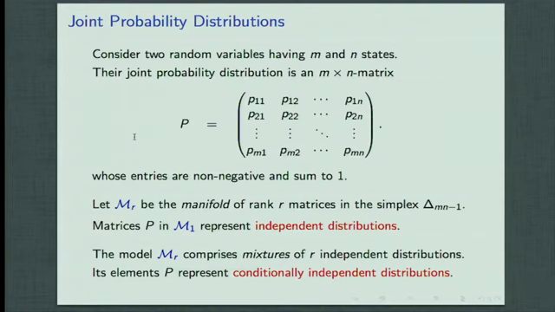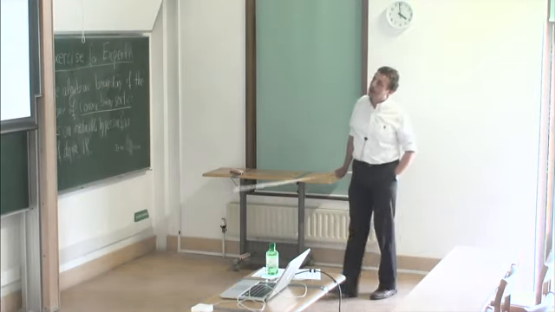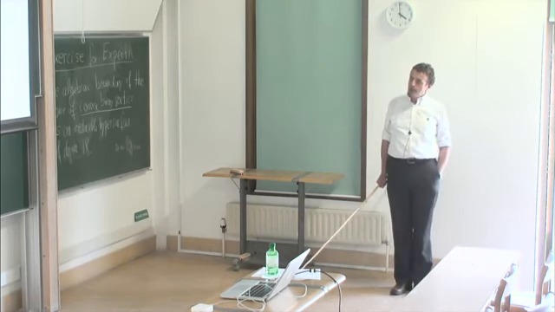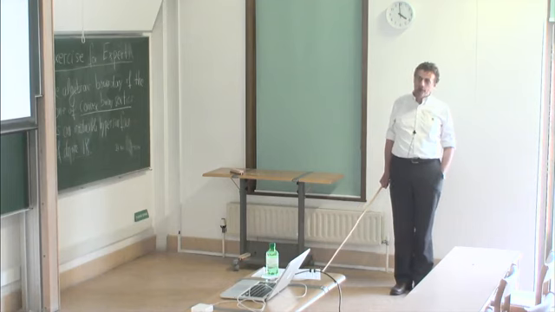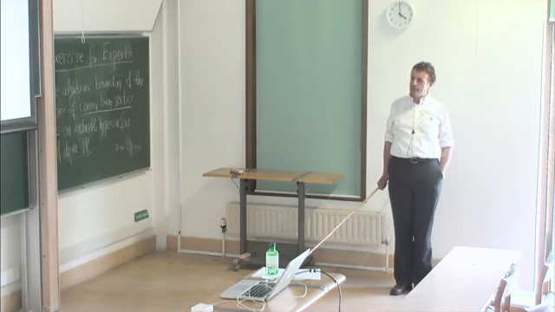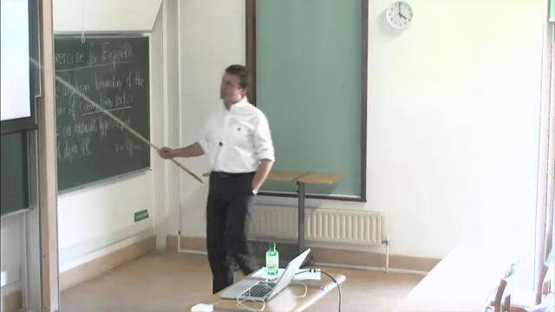So these distributions form a simplex, right? So matrices, non-negative, whose entries sum to 1, form a simplex of dimension mn minus 1. I'm going to write M_r for the smooth manifold of matrices of exactly rank r inside the simplex.